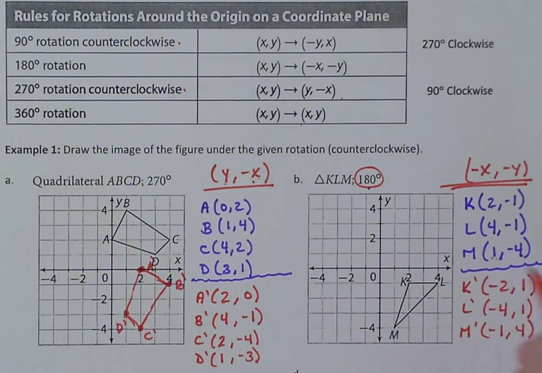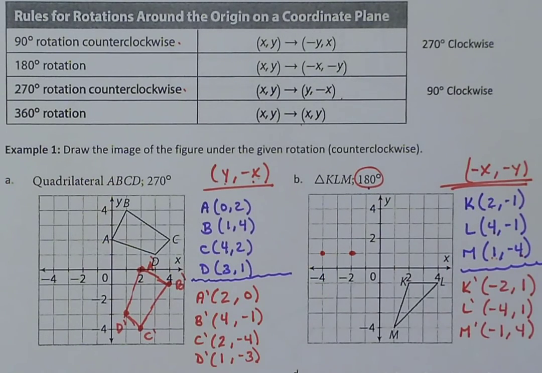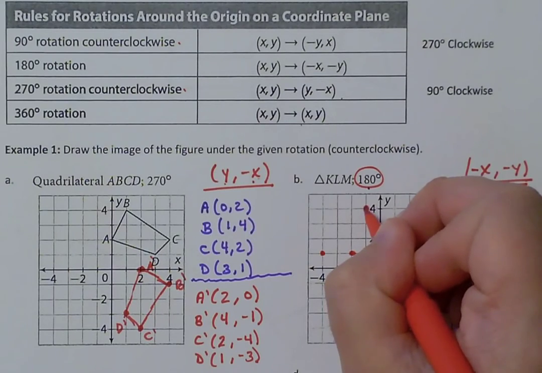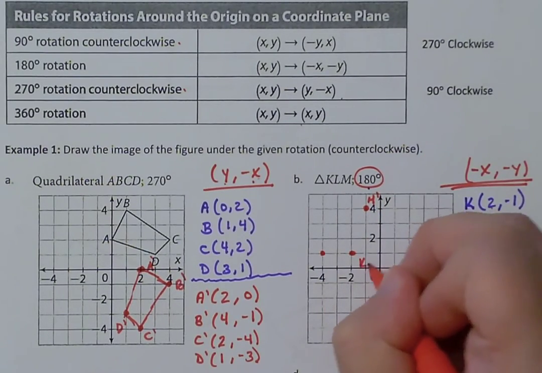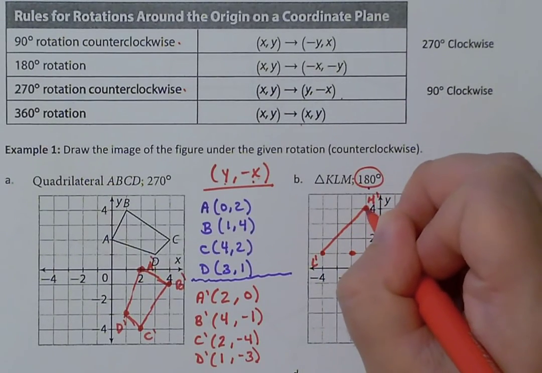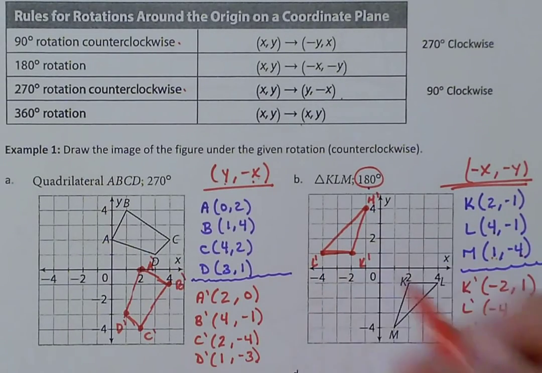So K prime is at -2, 1. L prime is at -4, 1. And then M is going to be at -1, 4. So right there. So M, K, L. So if I go through and connect my vertices, I would end up with my triangle right there.